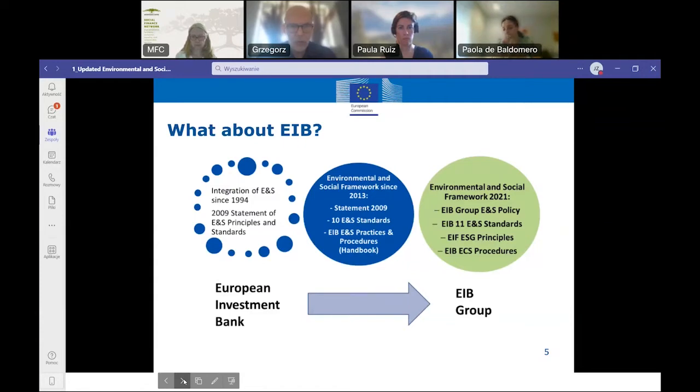The framework that we are presenting today is the revised framework that includes a new policy. It includes 11 standards instead of 10, and it also includes the EIF ESG principles. And then we will have the procedures that will be published down the road. But for now, the publications include the policy and the standards. And the next slide, please.